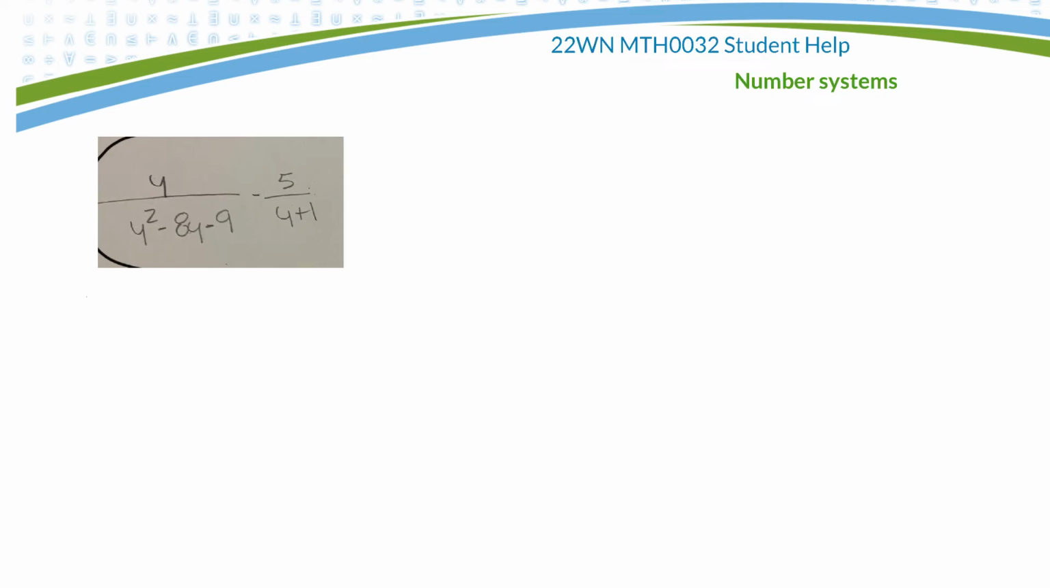This is a great question. You're asked to subtract these two rationals. So to do that, you need a common denominator. First step, factor that denominator.